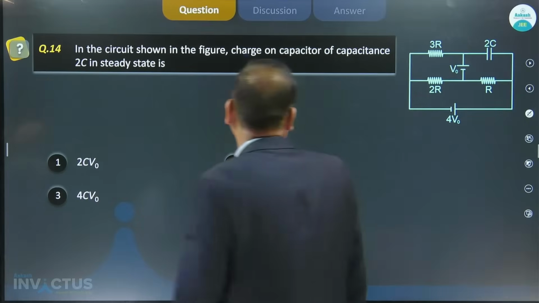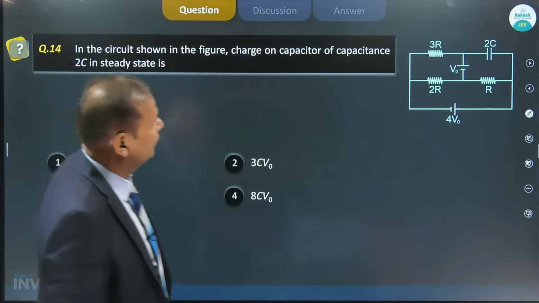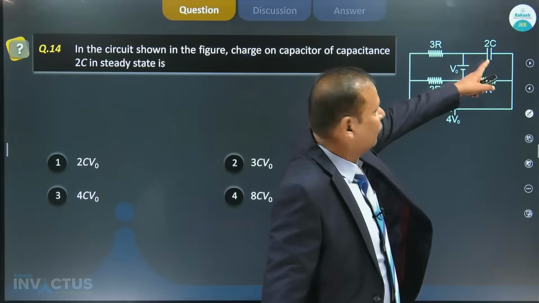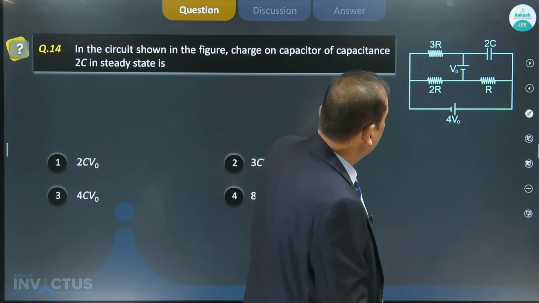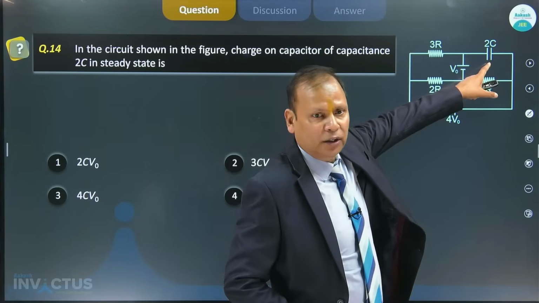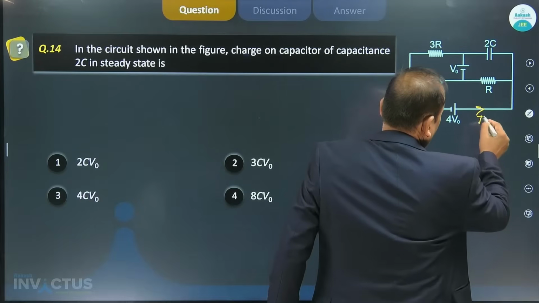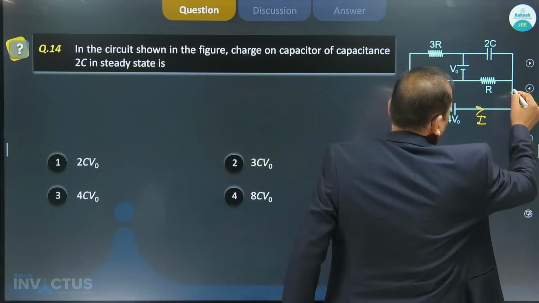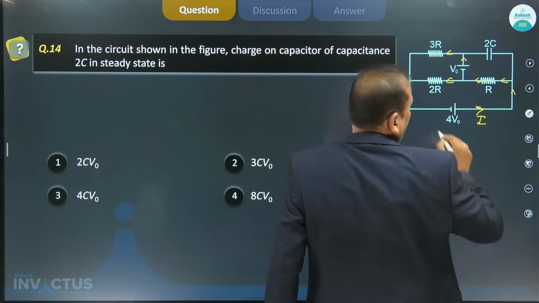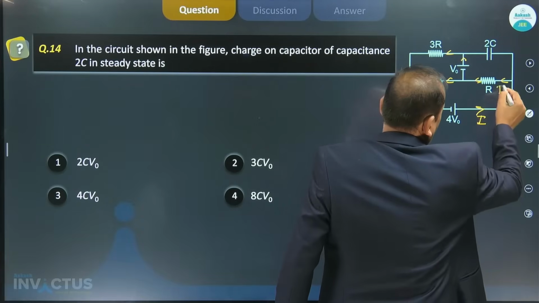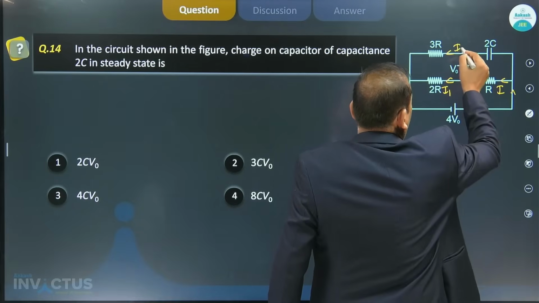In the circuit shown in the figure, find the charge on the capacitor of capacitance 2C in the steady state. We need to find the charge here. So how to proceed? In the steady state, the current through the 2C capacitance is 0. So take this current I, this is I1, this is I2.